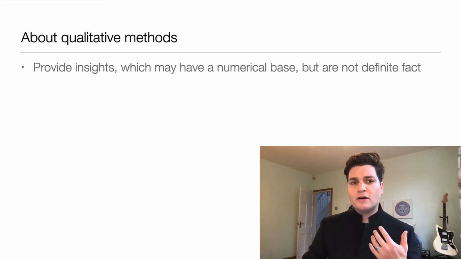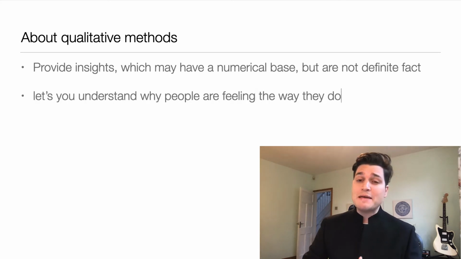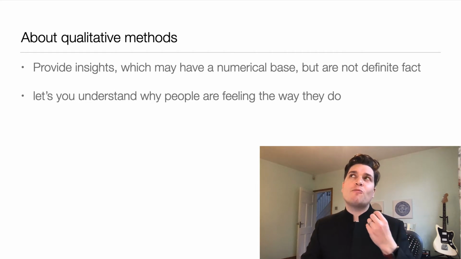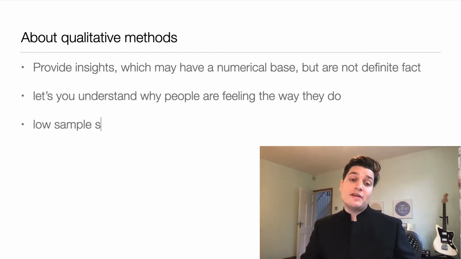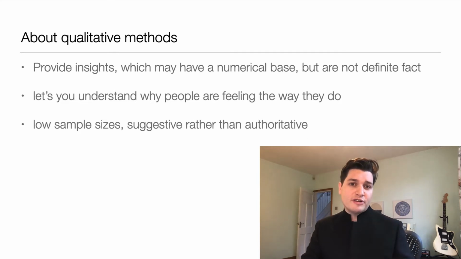But what are qualitative methods? Well, they provide insights which may have numerical base, but the numbers don't define the facts that are going on. They let you understand why people are feeling the way they do, rather than saying what they're doing. Generally, these have low sample size, so maybe you'd have 3 or 5 people. In my research, I like to have between 8 and 16 people, but for smaller projects, you can get away with 5.